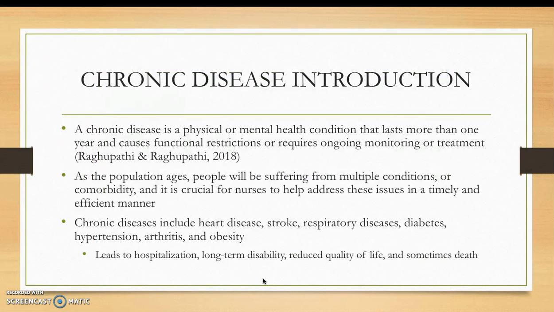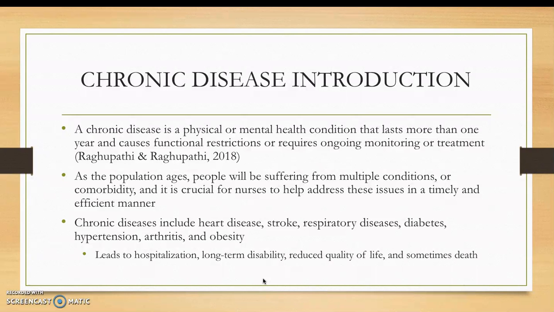Chronic Disease Introduction. A chronic disease is a physical or mental health condition that lasts more than 1 year and causes functional restrictions or requires ongoing monitoring or treatment. As the population ages, people will be suffering from multiple conditions, or comorbidity, and it is crucial for nurses to help address these issues in a timely and efficient manner.